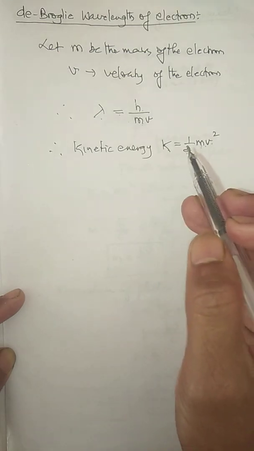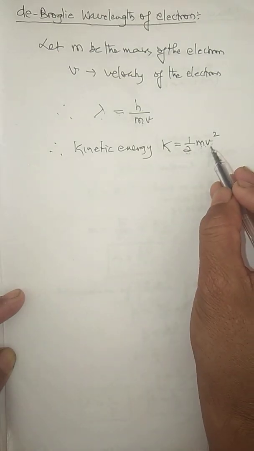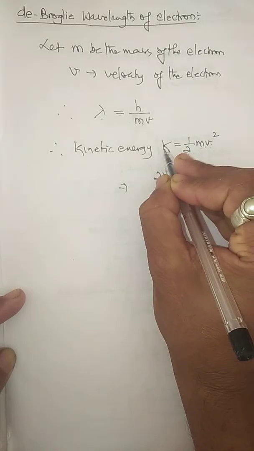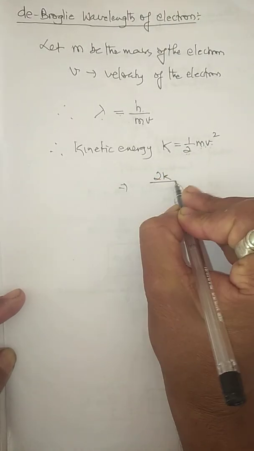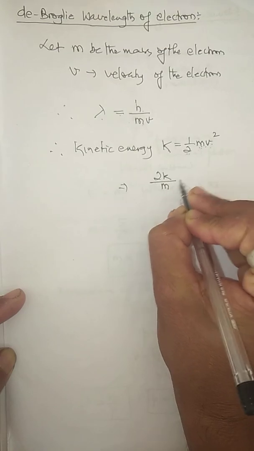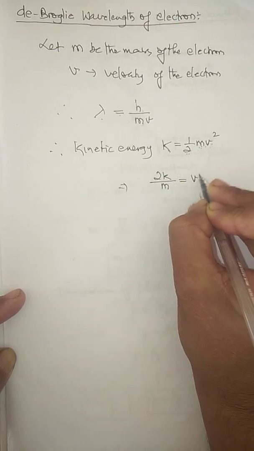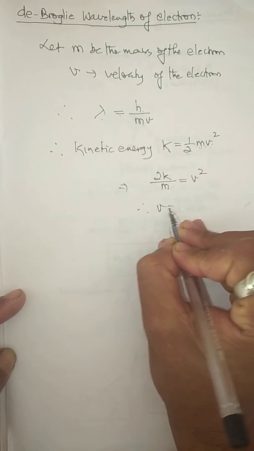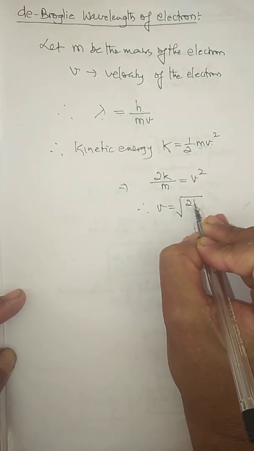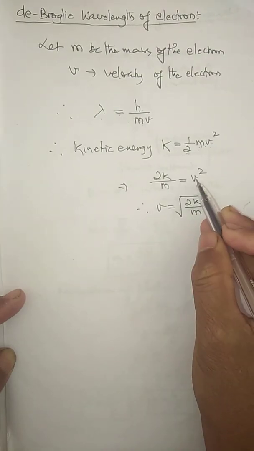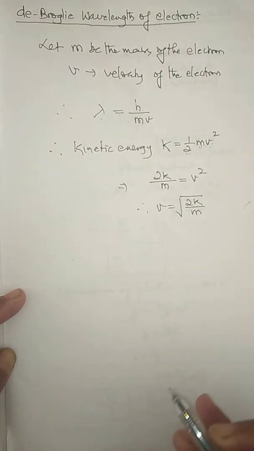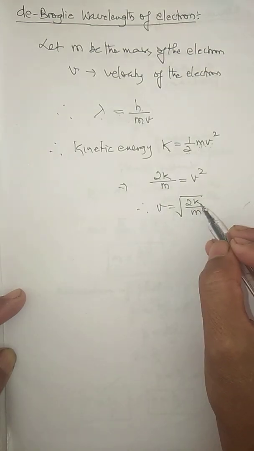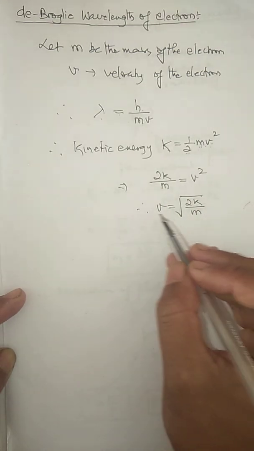Now from this expression of kinetic energy, I'll make v the subject. Let me just cross multiply. So I can write 2K, I'll multiply 2K by, now this m I'll bring to the denominator. So 2K by m equals v square. So if v square equals 2K by m, then v equals square root of 2K by m. So this is the velocity that can be expressed in terms of kinetic energy.